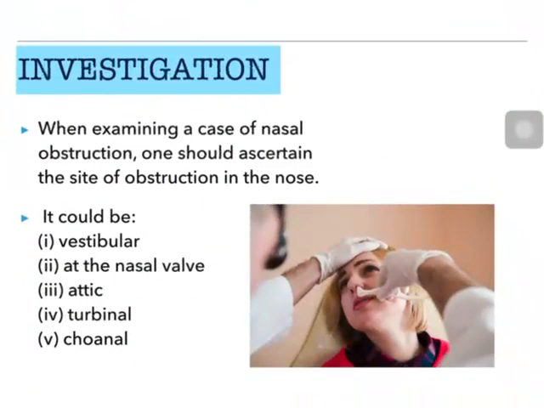Investigation. When examining a case of nasal obstruction, one should ascertain the site of obstruction in the nose. It could be vestibular or at the nasal valve or atrial or turbinal or choanal.